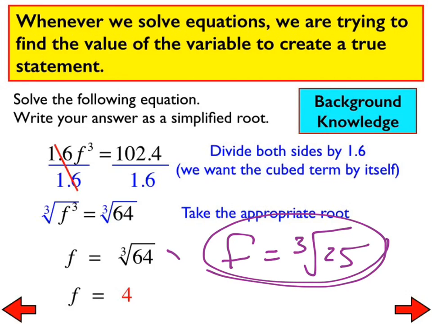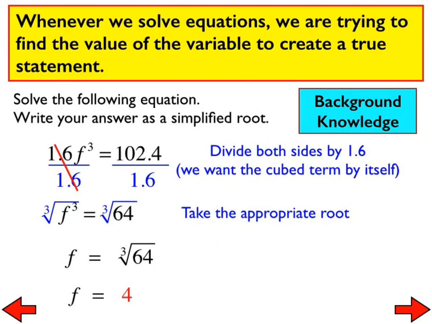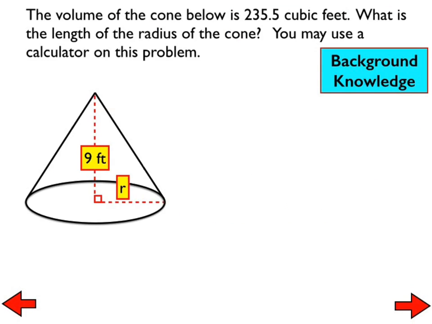Now the reason why this became this is because 64 is a perfect cube. So if we don't end up with a perfect cube, and the one in the homework you didn't, we just make sure we leave our answer like that. Okay? All right, so let's move on here.